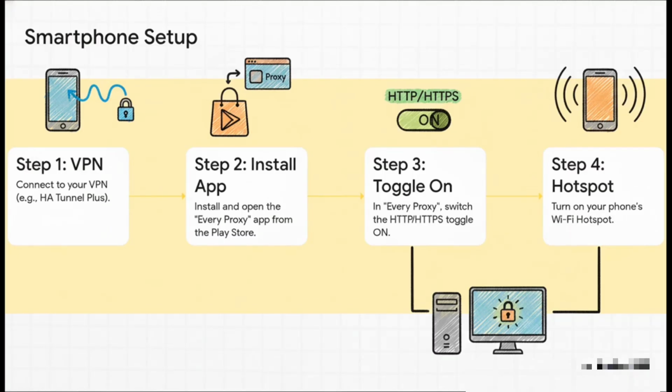Okay, so on your phone, step 1 is to make sure your VPN is actually connected and running. Then you're going to head to the Play Store and search for an app called Every Proxy. Go ahead and install it. This little app is the magic key here. It's what's going to create a gateway for your computer.